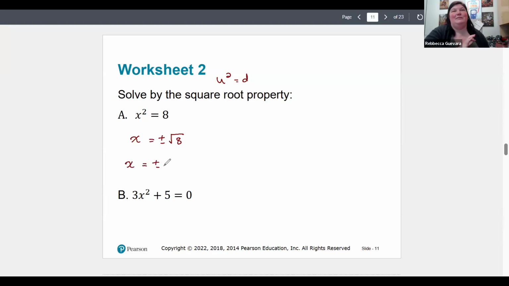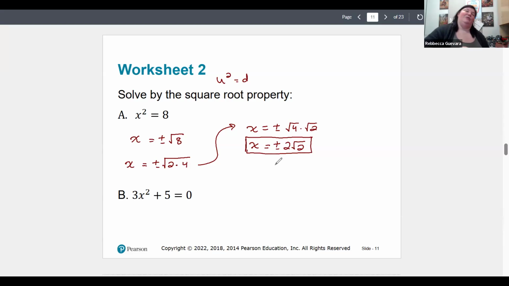So if you remember, 8 is just 2 times 4. So this can be written as x is equal to plus or minus the square root of 4 times the square root of 2, or that x is just equal to plus or minus 2 square root of 2. So if you're doing this for homework, that's what your answer should look like, because it likes simplified answers.